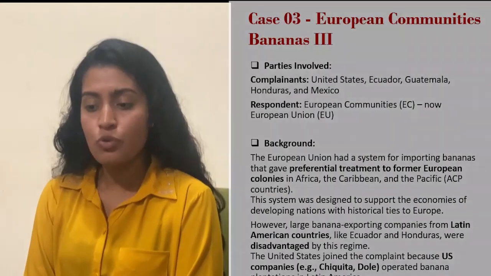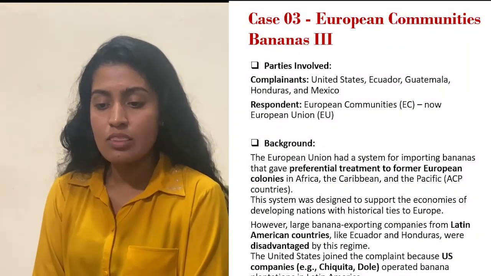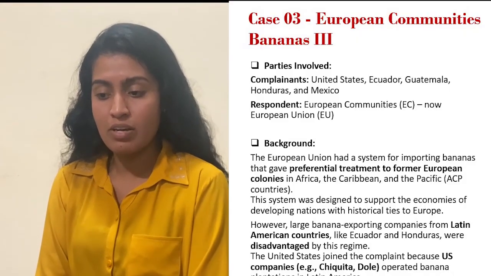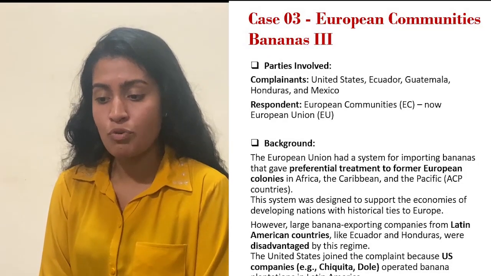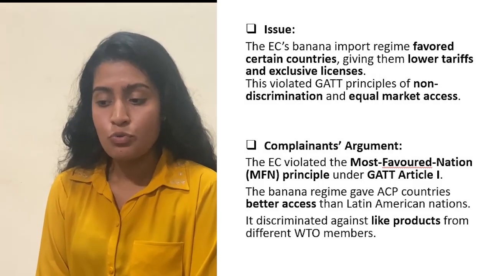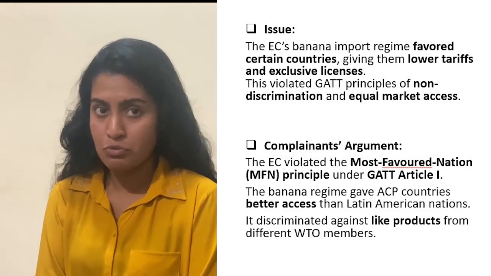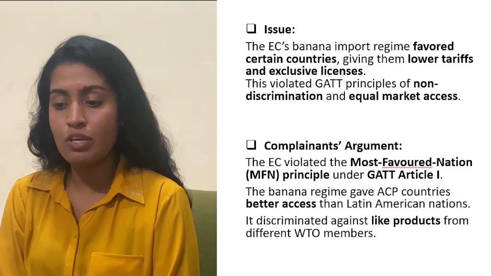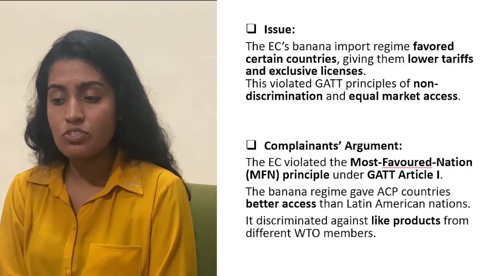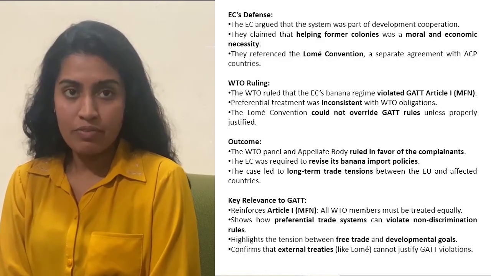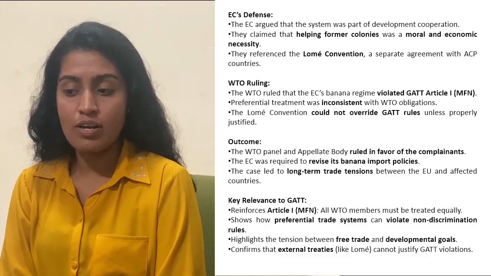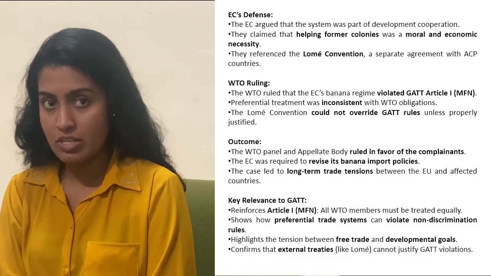Now let's talk about case 3 relating to GATT, the European Communities Banana case. This one caused quite a stir in Europe and Latin America. The EU gave special import benefits to bananas from former colonies in Africa and the Caribbean, leaving Latin American banana exporters at a disadvantage. So the US joined the case because American companies were affected too. The World Trade Organization found the EU in breach of GATT Article 1, the most favored nation principle. All World Trade Organization members must be treated equally. No favoritism. Also, the EU's quotas broke Article 13, which requires fair allocation among countries.